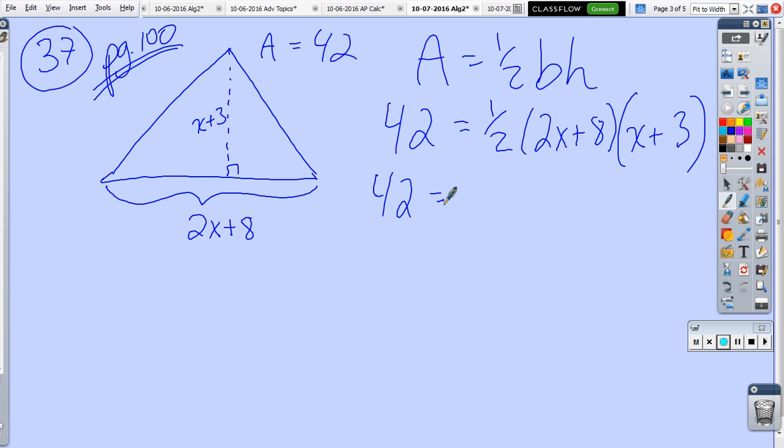But you could multiply both sides by 2. That's fine too, Macy. So you would get x plus 4 times x plus 3. Okay, they're still in parentheses because all I did was distribute this 1/2 into each term of this guy. So they're still in parentheses.